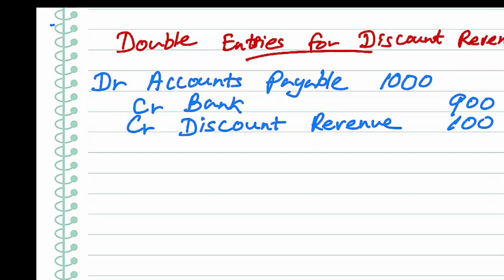Any questions with that? Tamas, you okay? Triton? Kohli? Pratham? Okay. Right. Now this is the double entry for the discount revenue.